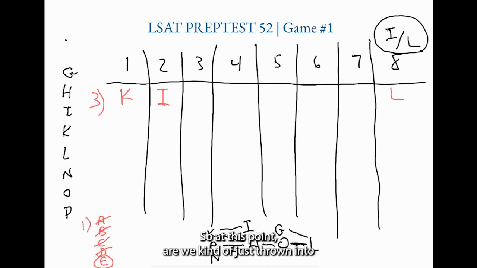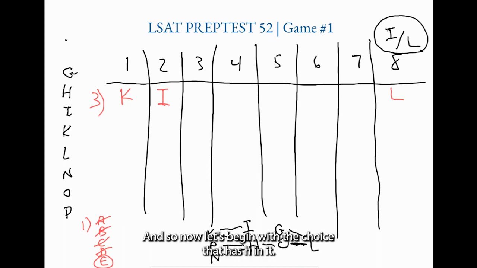So at this point, are we kind of just thrown into taking the choices one by one and testing them? I still think we have a strategy at our disposal, and that's to return to the concept of the star player. Remember who's limited, because limitations bring the certainties that we're looking for in a question like this. We said that H was our star player as we set up this game. And so now let's begin with a choice that has H in it. Let's suppose that H were the 4th valve.